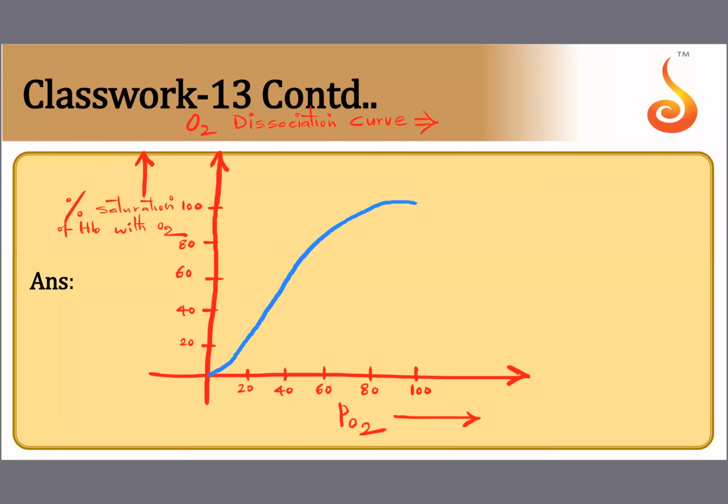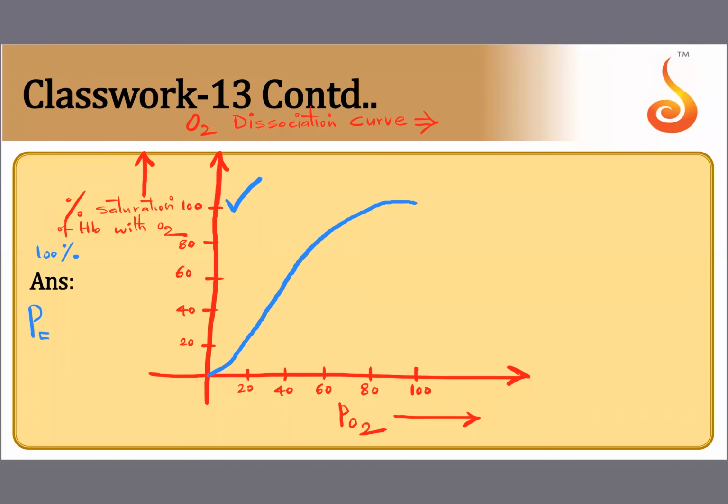First of all, understand what is percentage saturation of hemoglobin with oxygen. Percentage saturation means, for example, if I say the percentage saturation is 100%, that means all the hemoglobin molecules in the blood have become bound to oxygen. There is no free hemoglobin molecule. Every single hemoglobin molecule present in your blood has become bound to oxygen. That is called 100% saturation.